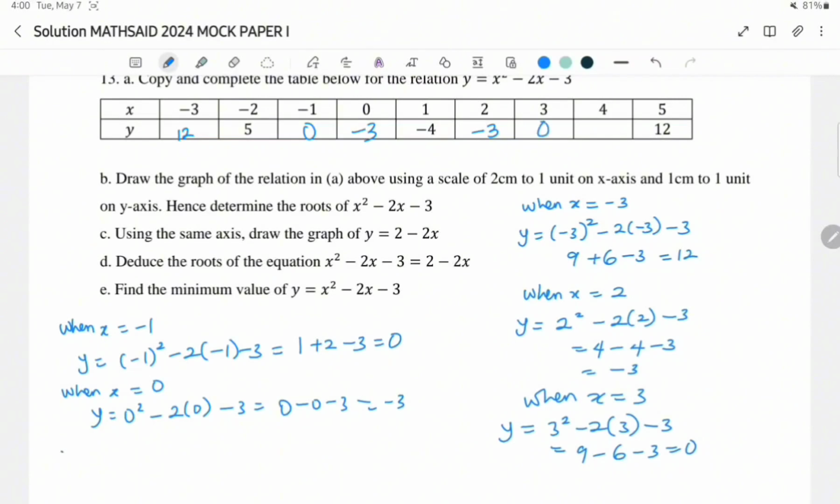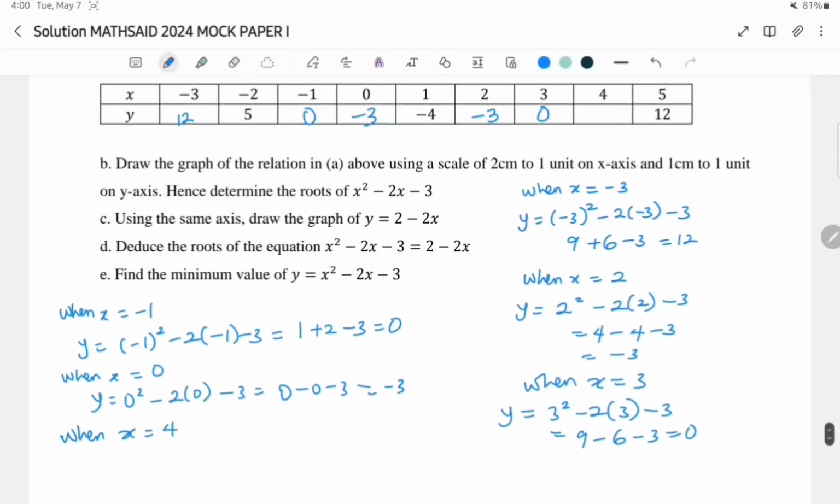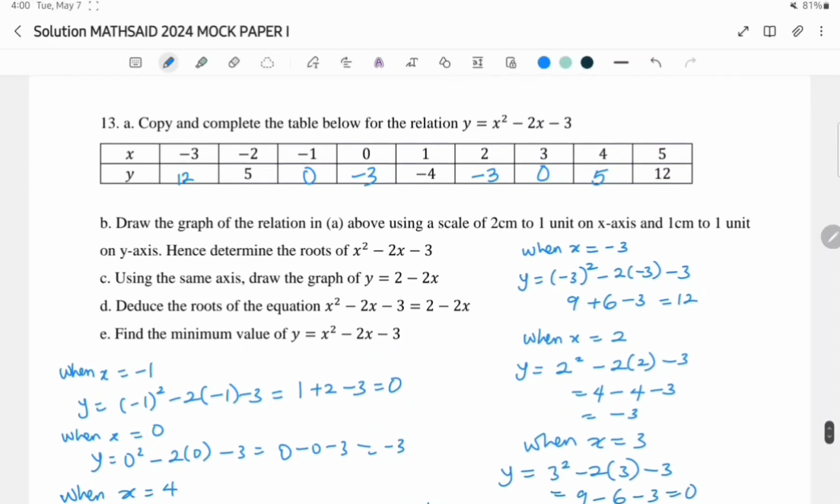Lastly, when x is 4, y is going to be 4 squared minus 2 multiplied by 4 minus 3. 4 squared is 16 minus 8 minus 3, which is 5, right? So we just finished calculating the values of y in the question. You can solve the way I've solved, one by one, or you can decide to solve it in a tabular form.